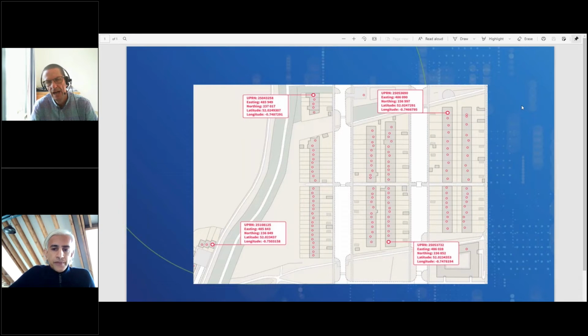I mean, given that I believe under the Open Government License, central and local government should have access to this, are you still seeing challenges where data sets from either local or central government still don't have UPRN? Because in theory, at least, one should be able to join those data sets together. But is that still a challenge for you?